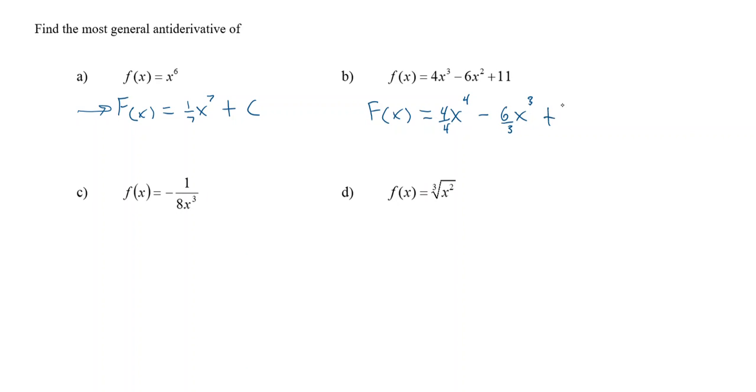And then plus, now you can think about this 11 as really being 11x to the power of 0. Our rule still holds true, because we're going to add 1. So that would now become 11x to the 1, and then the reciprocal, 1 over 1, so that's still 11. So it becomes 11x. And then don't forget, we just have to say plus c. Let me clean that up. 4 over 4 is 1. So now we just have x to the 4 minus 2x to the 3 plus 11x plus c.